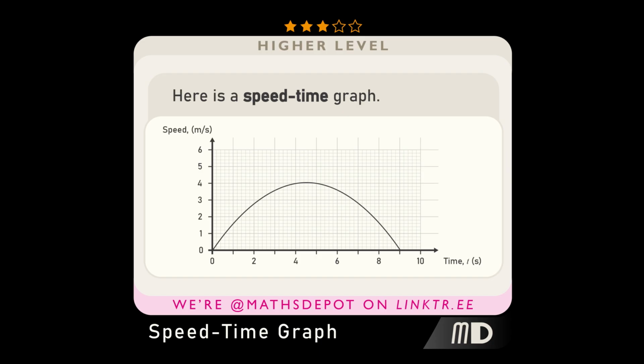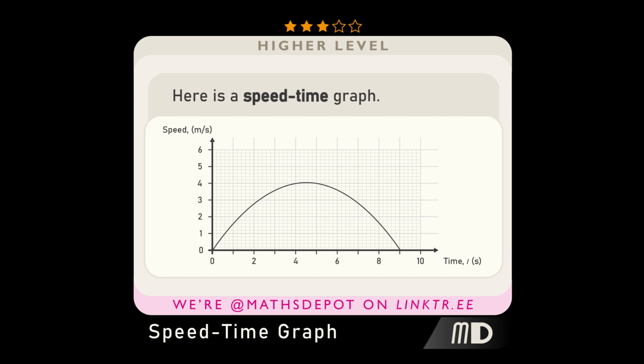This is the first part of a two-part question. We've been given a speed-time graph and asked to estimate the gradient when t is equal to 2.